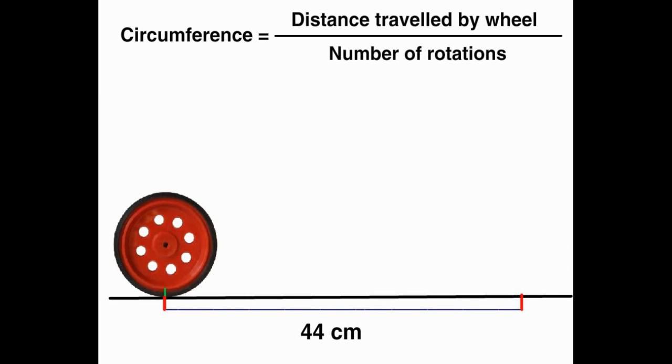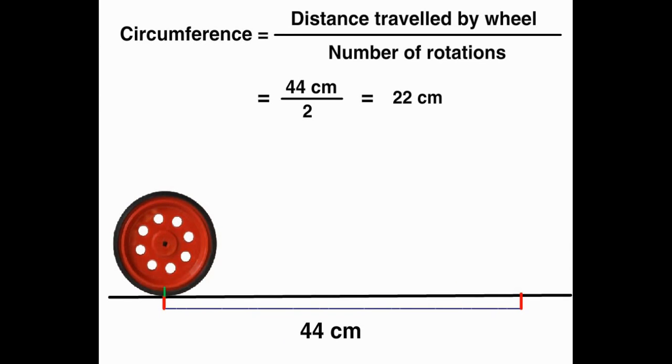And now our circumference is same as the distance traveled by the wheel divided by number of rotations. We have taken two rotations, so the circumference of the vehicle is 22 centimeter. Now we will perform the same experiment using another wheel, the yellow wheel. Once we complete the experiment with yellow wheel and obtain the readings, we are going to fill this chart.